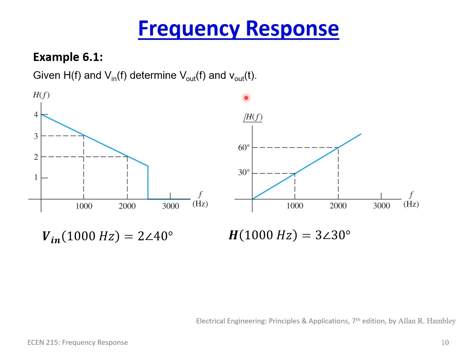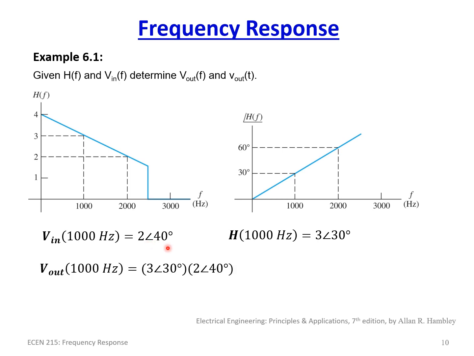So we have here 2 volts at 40 degrees at 1,000 hertz. At 1,000 hertz, we have a transfer function of a magnitude of 3. That's simply where we intersect. And at 1,000 hertz, we have a phase shift of 30 degrees. So that's our H at 1,000. So we have 3 phase 30, and we have 2 phase 40. Using the math we just had a moment ago, all we need to do is multiply these two together to get V out. So let's go ahead and do that.